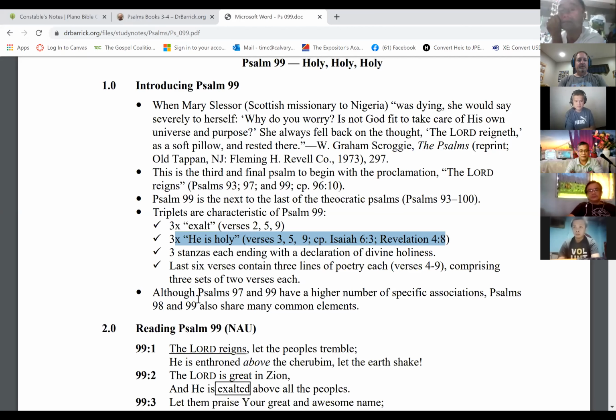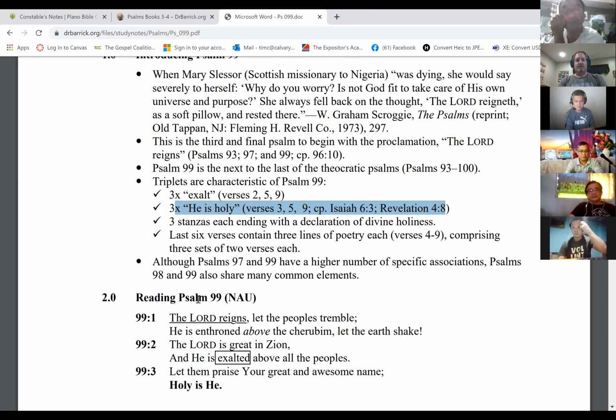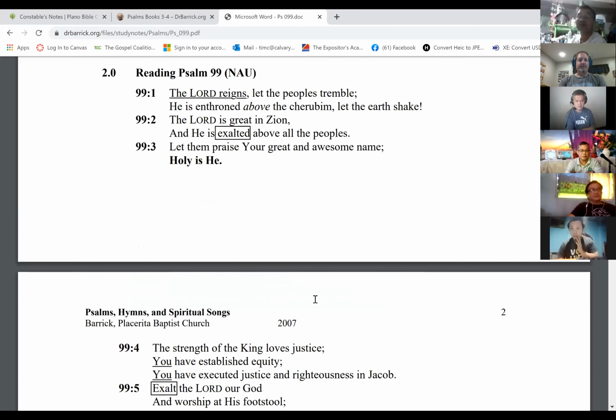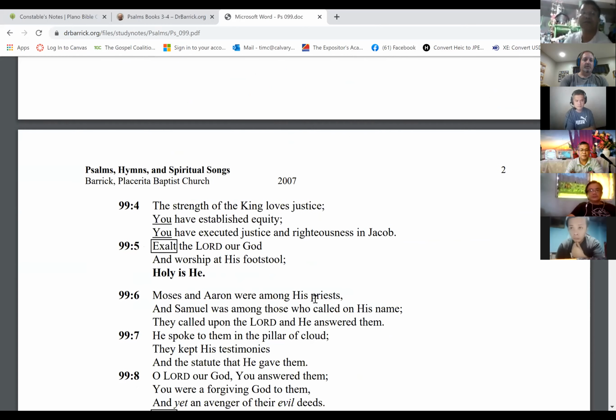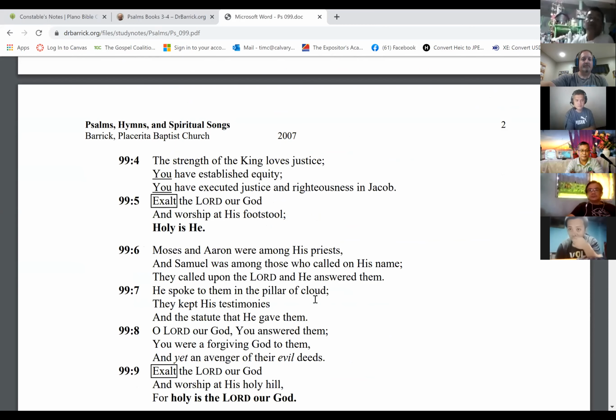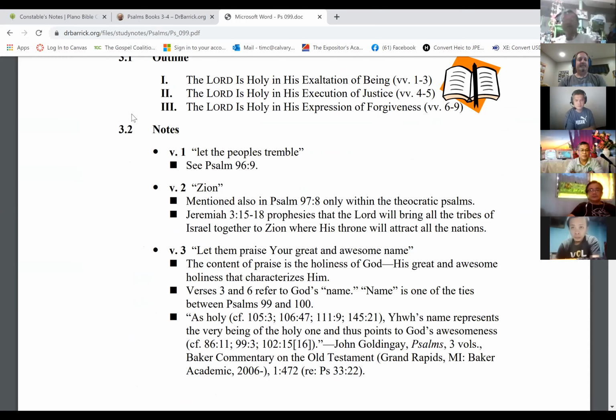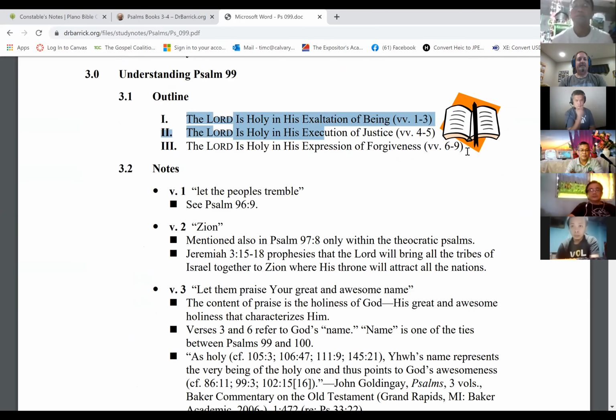Then I keep going through. Again, I'm familiar with the Psalms, so some things I don't see as really important or as interesting, or maybe I've already seen that insight. Psalm 99 is part of the theocratic Psalms or the enthronement Psalms, so I might highlight that or underline it. And then he has the Psalm here where notice he bolds, holy is he, those three times that it's used, to emphasize that. And now here are his notes. He has an outline. All right, I'll take note of that. He breaks it up into, notice, three stanzas, just like we did. And then he has comments on each verse.